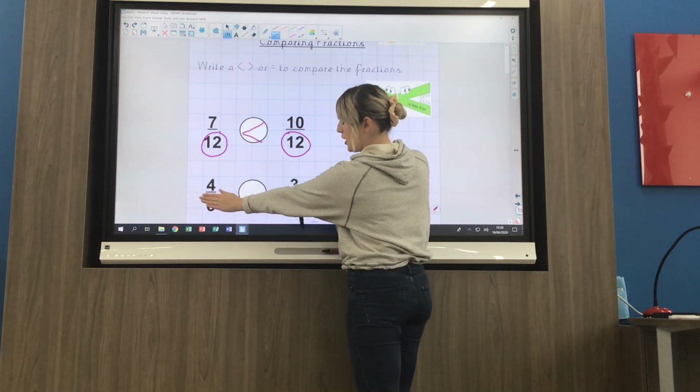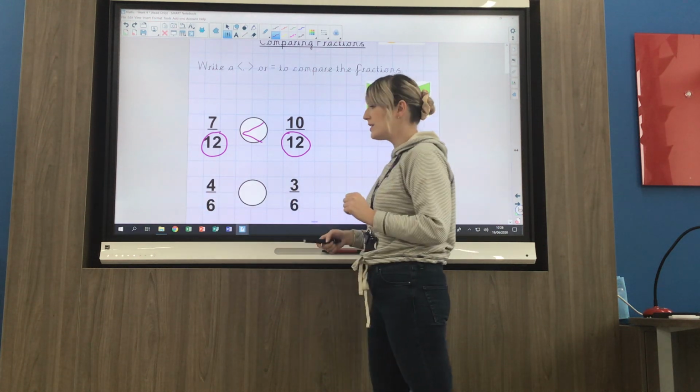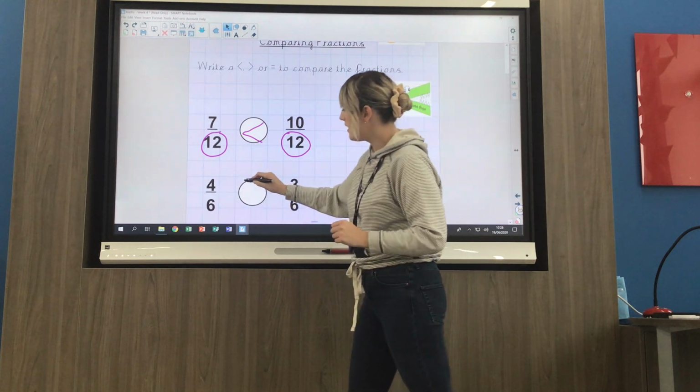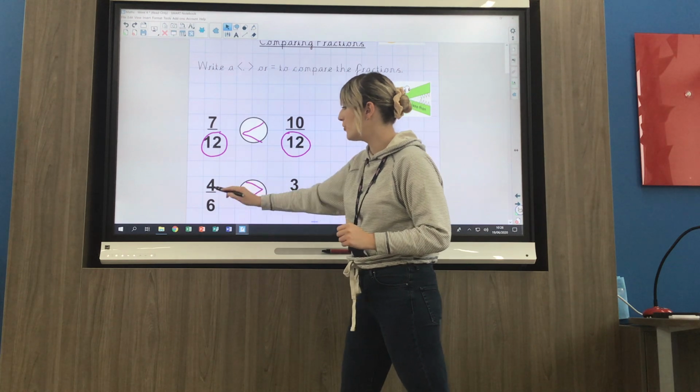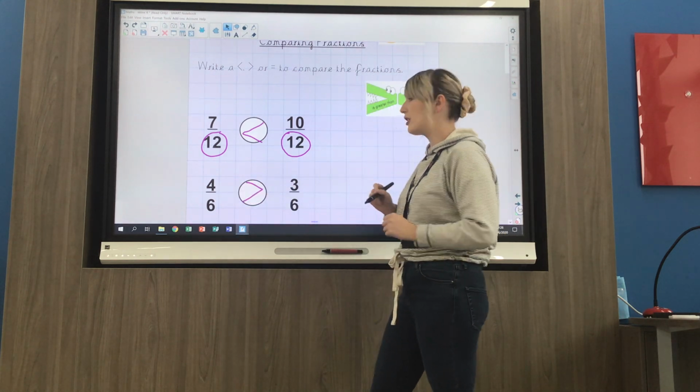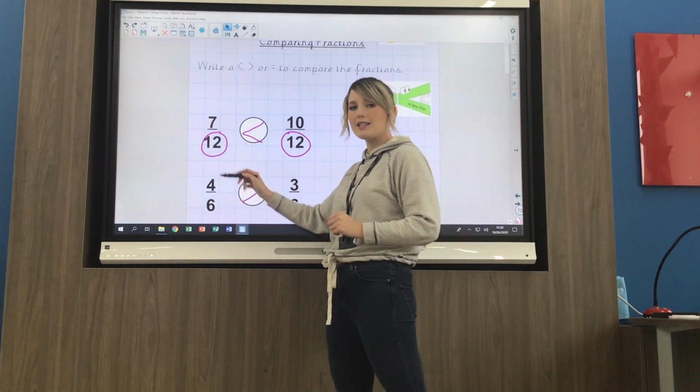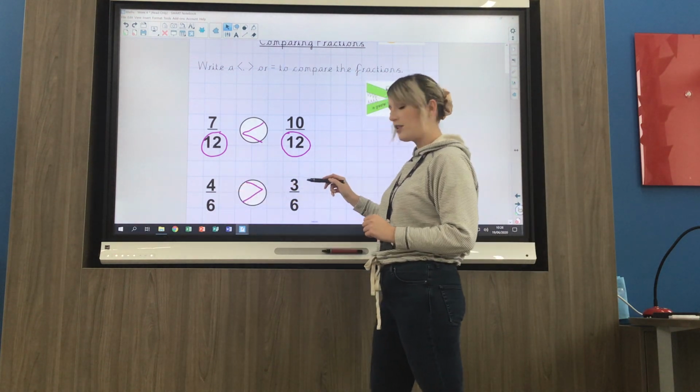So I'm going to cover those up, use that rule. Which one's bigger, 4/6 or 3/6? It's 4/6 because 4 is bigger than 3. So I would prefer 4 out of 6 slices of pizza than I would 3.